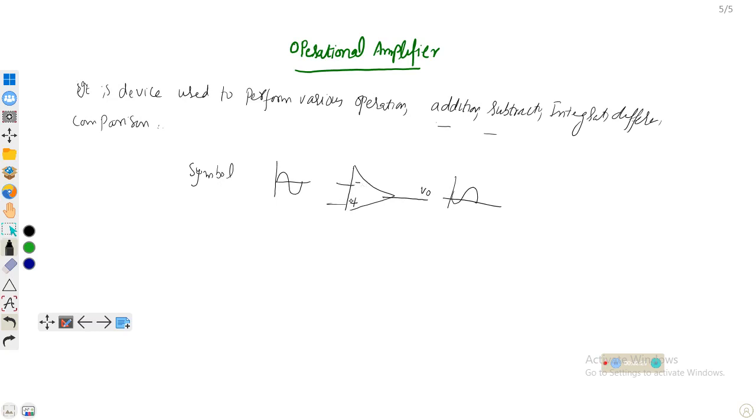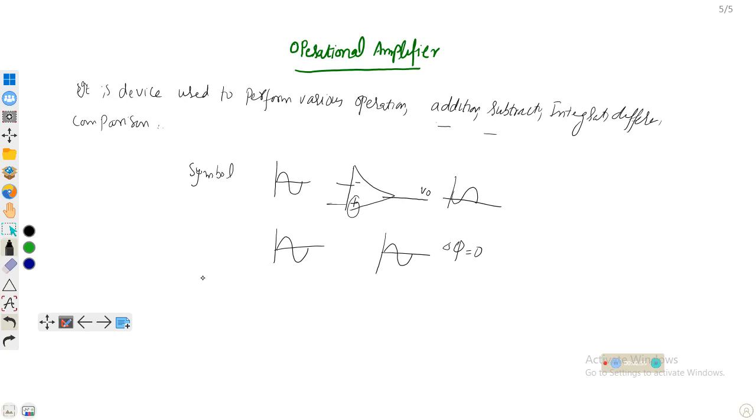And the second is non-inverting. If you give the input like this one, it will cause no change in the output. Meaning there will be delta phi equal to 0 in the non-inverting case. There will be no phase change, but in the inverting case there will be a 180 degree phase change between the input signal and the output signal.